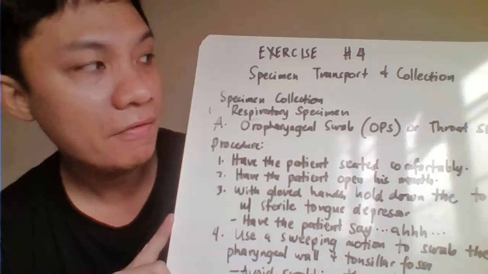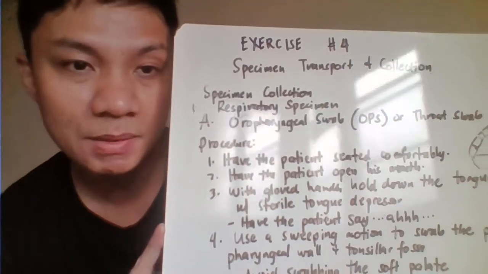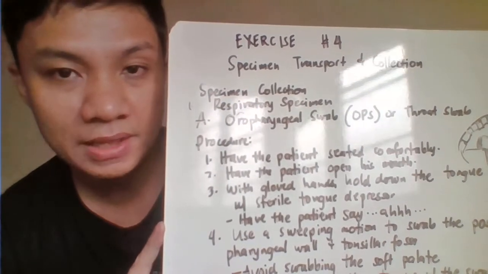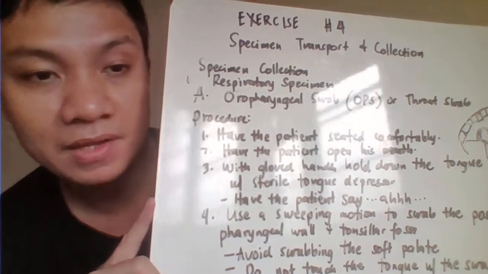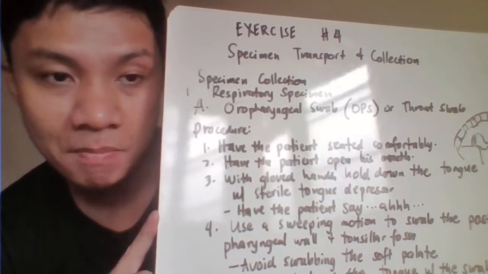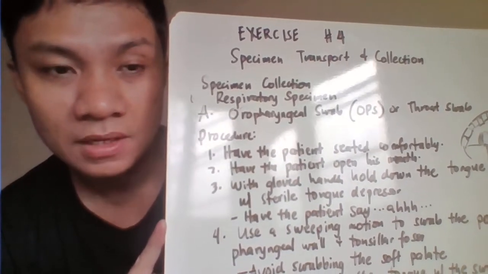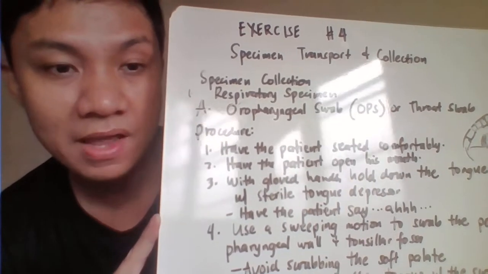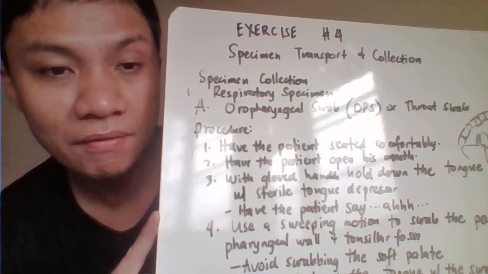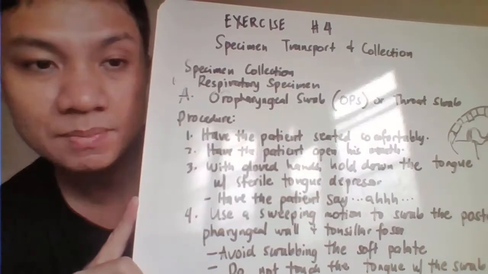Okay, activity number 4 is all about the specimen collection, transport, and also labeling of the specimen. This is a very important part in order for us to really and specifically identify the organism that tries to cause infection in the biological specimen.